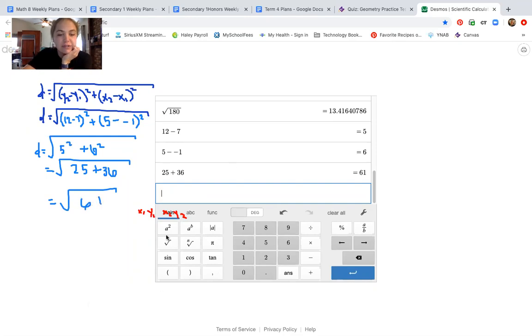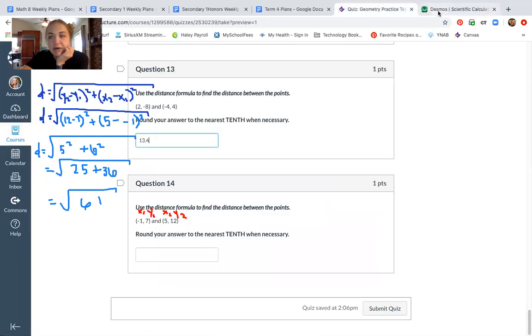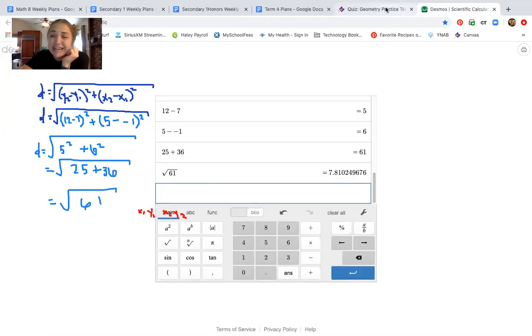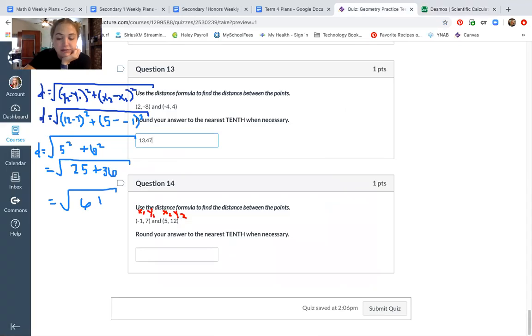Last step, square root of 61, and I get approximately 7.8. So I go back to my answer here. I already forgot what it was because my memory is like 3 seconds. 7.8. Oh, down here, 7.8. Okay, that was every problem on the entire practice test.